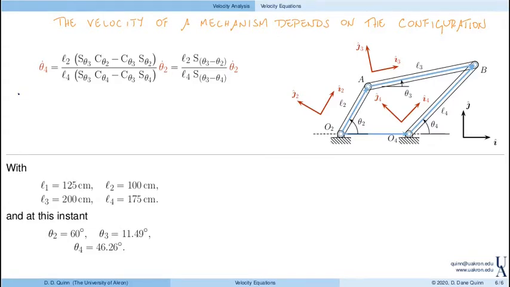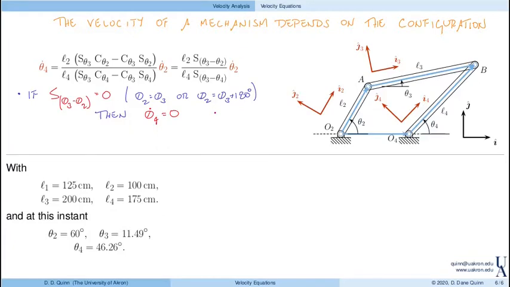I will note that if sine of theta 3 minus theta 2, so that's this piece in the numerator, is equal to 0, which implies that theta 2 and theta 3 are equal, or theta 2 is equal to theta 3 plus 180, then theta 4 dot is equal to 0. So if links 2 and 3 are parallel, whether they're in the same direction or directly opposed from one another, that would imply that the output angular velocity would be equal to 0.